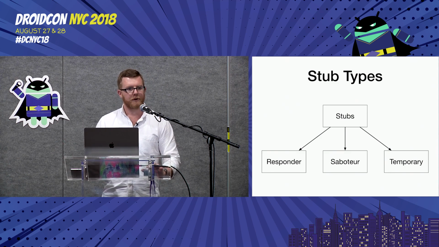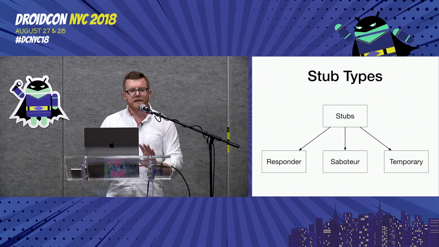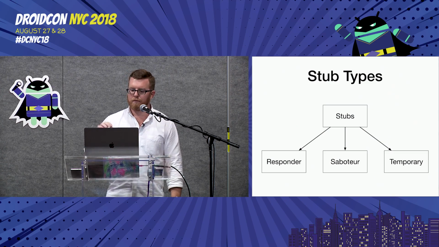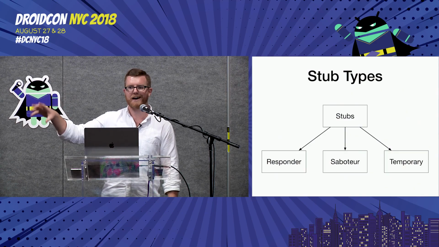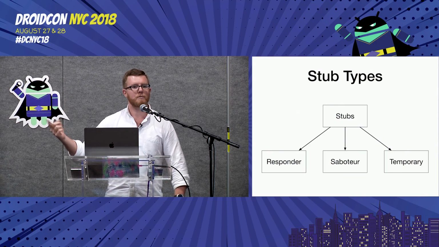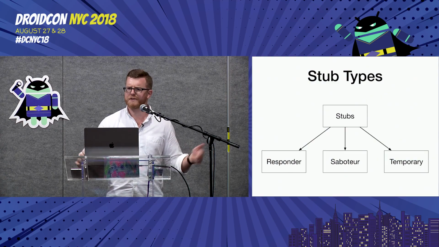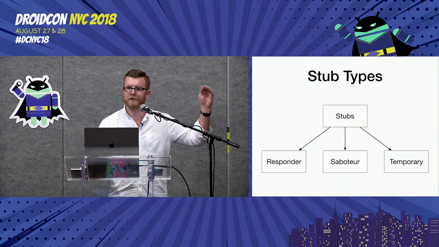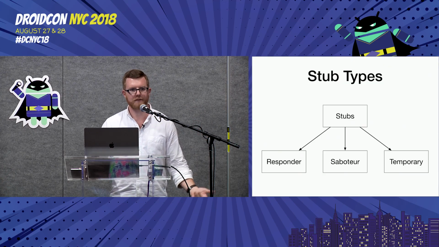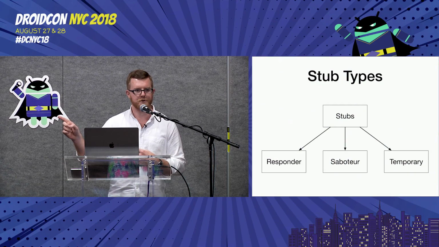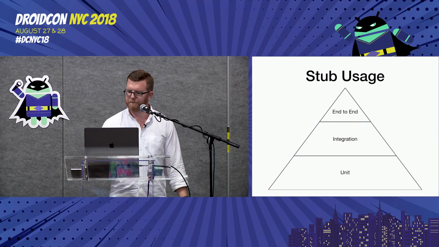Last but not least is the temporary stub. This stub is not so much for testing, but it is more for test-driven development. So the responder and saboteur would go inside of your test directory in Android because you're only using them inside of your tests. Temporary stubs would go in your actual production code. This is usually if you're, again, doing test-driven development and you're trying to drive out some sort of feature, you would basically make a stub object to kind of pick apart what functionality you want, and then it would eventually get replaced by an actual implementation. So not so much for testing, but still good for test-driven development, which is a whole other conference talk.